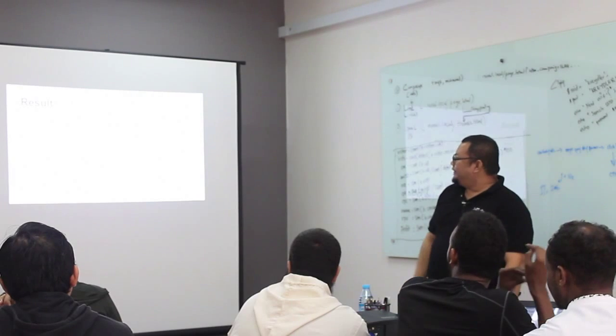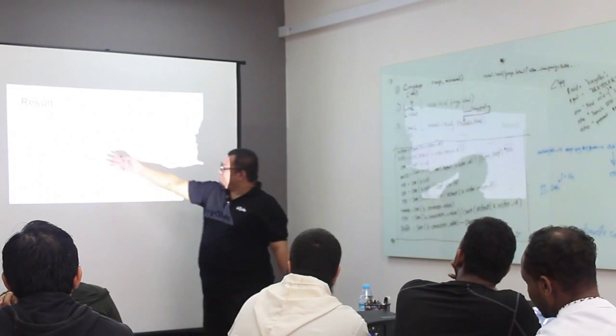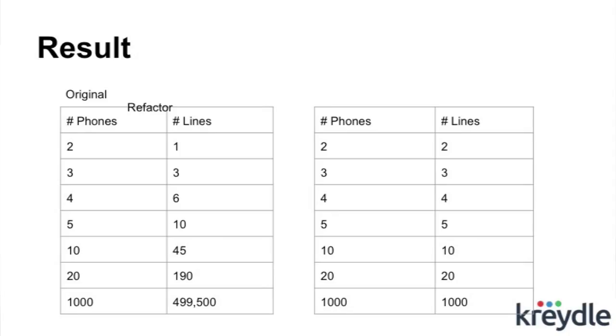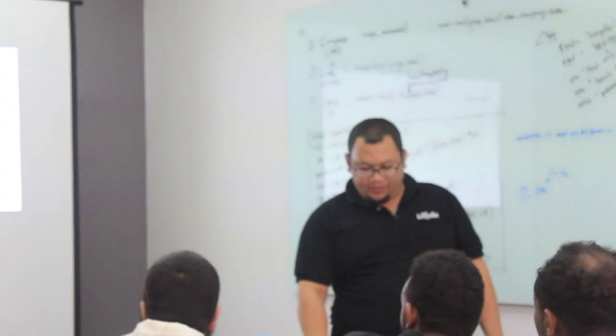So we see our original spaghetti. The first line is okay, it looks good. Two phones, we only use one line, but this one is worse. Two phones need two lines, and three phones need three lines, the same. Four phones, six lines versus four lines. This one becomes better. We can compare here. We have 1000 phones. We need 499,500 lines. After we refactor, which is a software term, we only have 1000 connections. Got it?